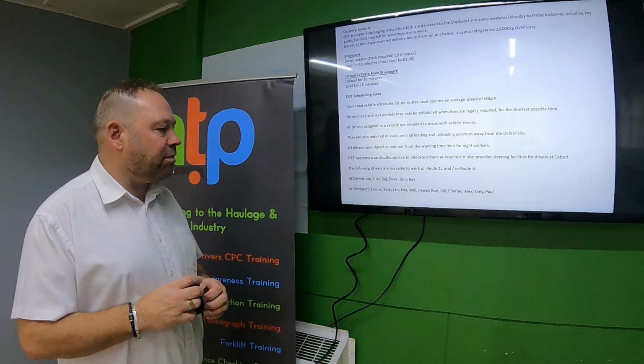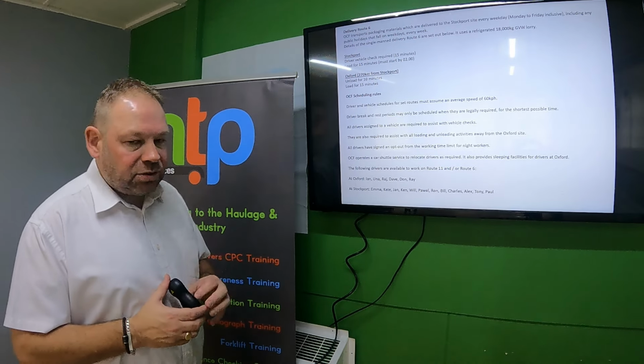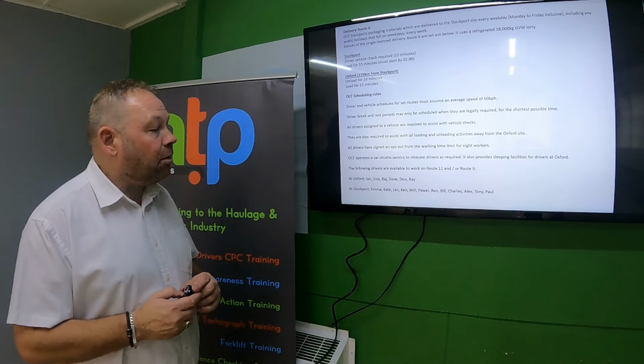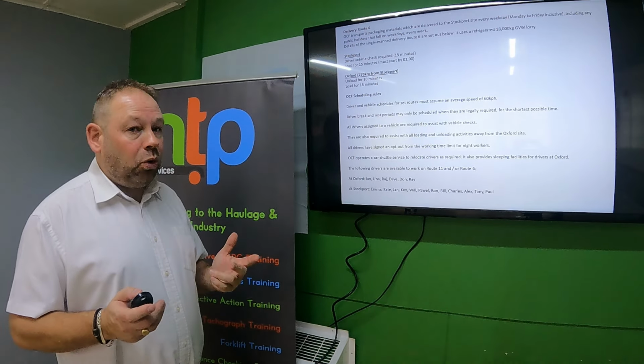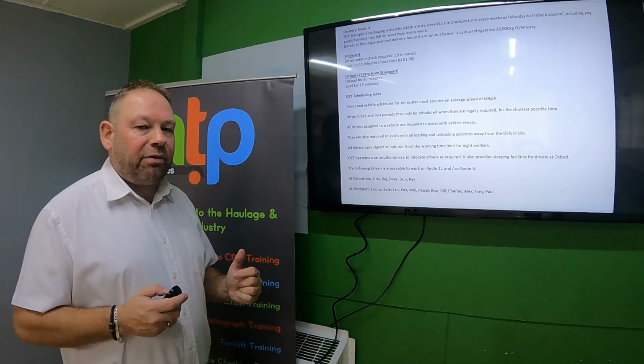The following drivers are available to work on Route 11 and or Route 6. 6 drivers at Oxford, 12 drivers at Stockport. Right, have a little look through that, pause, see what's relevant, highlight, and then we'll come back and we'll have a look.